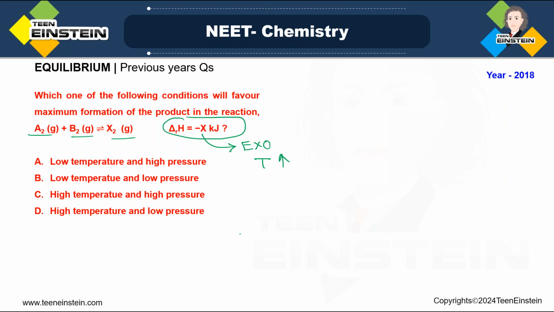Heat is released. Now already heat is released and again you are adding more heat. It will not be favorable for the product formation. So low temperature will be favored. Any of these two options will be correct, not these two. But what about the pressure?